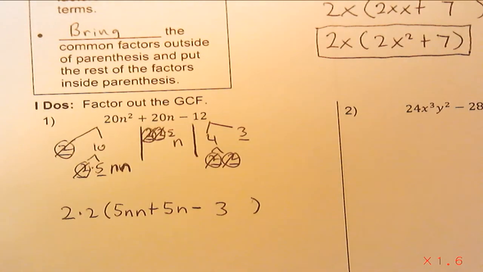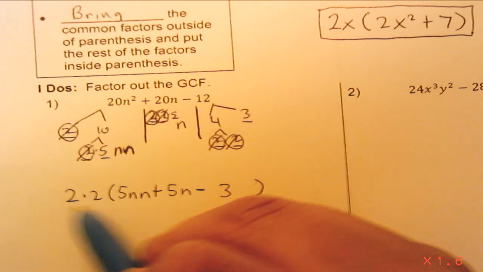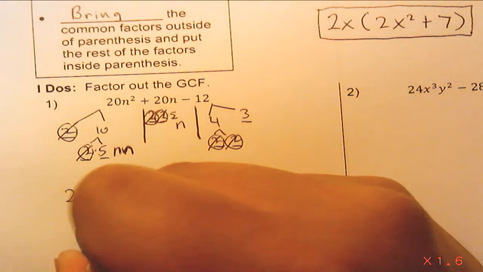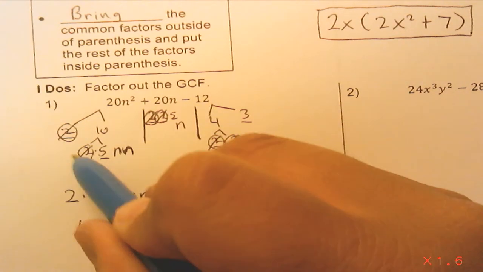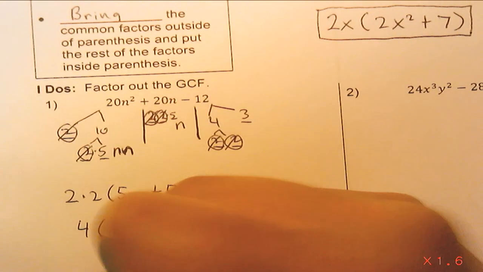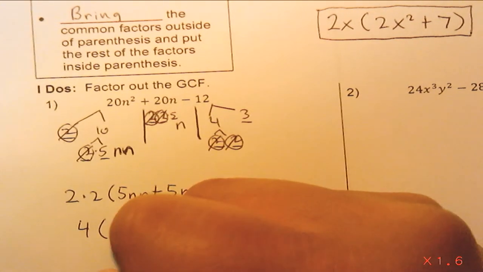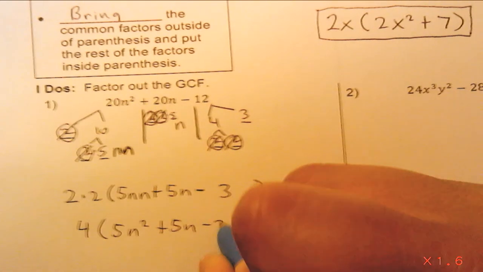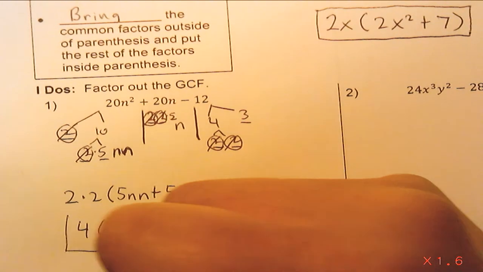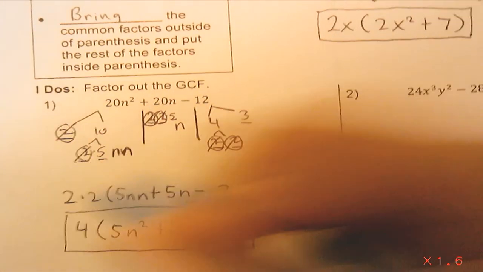Okay, and you took out the GCF. Looks like the GCF here was a 4, because 2 times 2 is 4. That's the greatest common factor. That's what they all had in common, was 2 2's, which was a 4. Now I just got to rewrite this as 5n squared plus 5n minus 3, and then you stop right there. That's taking out a GCF.